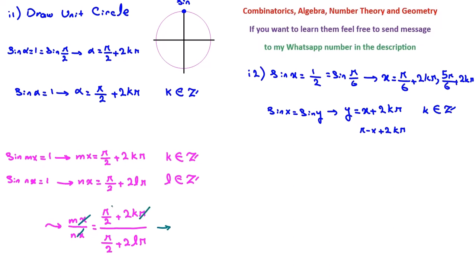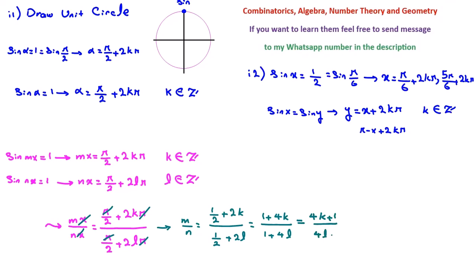And here we can divide both numerator and denominator by pi, so we can conclude m over n equals (1 over 2 plus 2k) over (1 over 2 plus 2l). Now for this second fraction, I multiply both numerator and denominator by 2 to get rid of this denominator. So it will be 1 plus 4k over 1 plus 4l, or we can write (4k plus 1) over (4l plus 1).